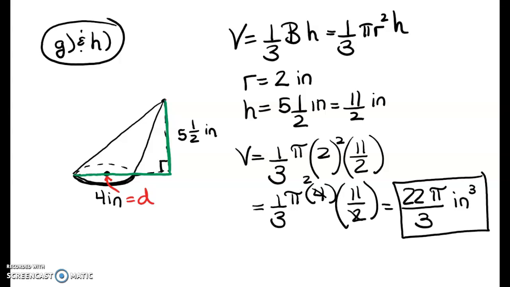And that is it for the video. G and H are just like this. One of them, they gave you the radius. The other one, they gave you the diameter. So you'll have to take which one they gave you the diameter in and half it to get your radius.